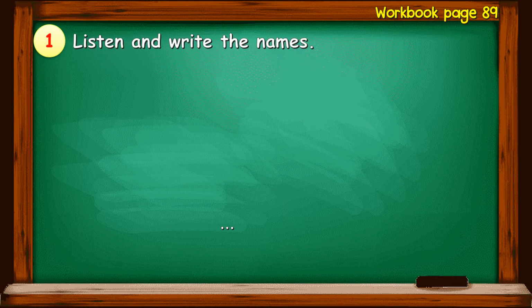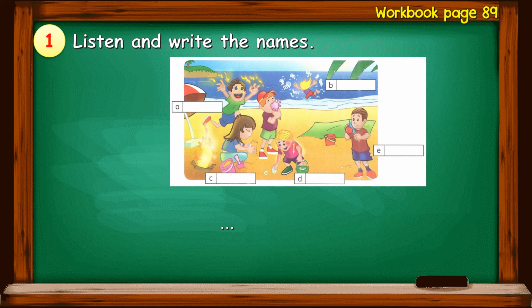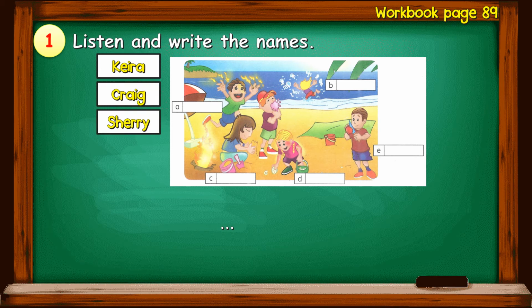Workbook page 89. Number 1. Listen and write the names. Here you are given a picture with 5 blanks. A, B, C, D, E. And you are given 5 names. Kira, Craig, Sherry, Alice, Matt. Listen to the following audio and fill in the blanks with the correct name.